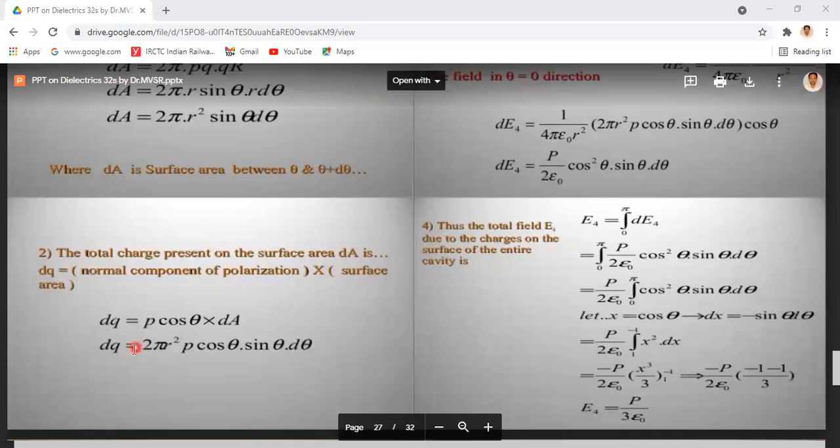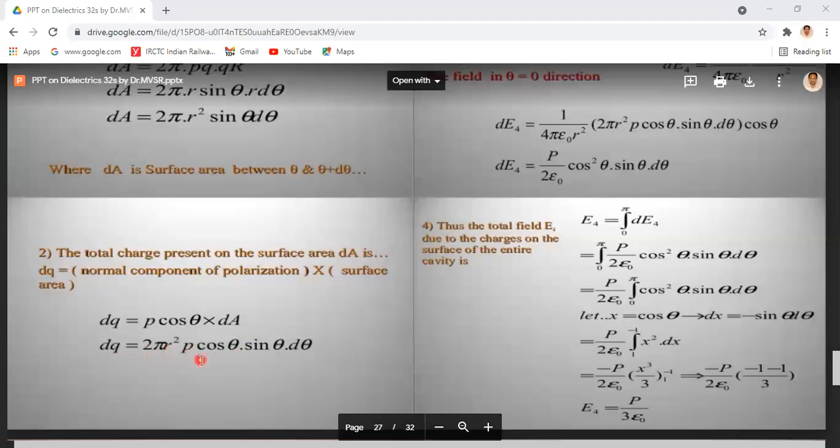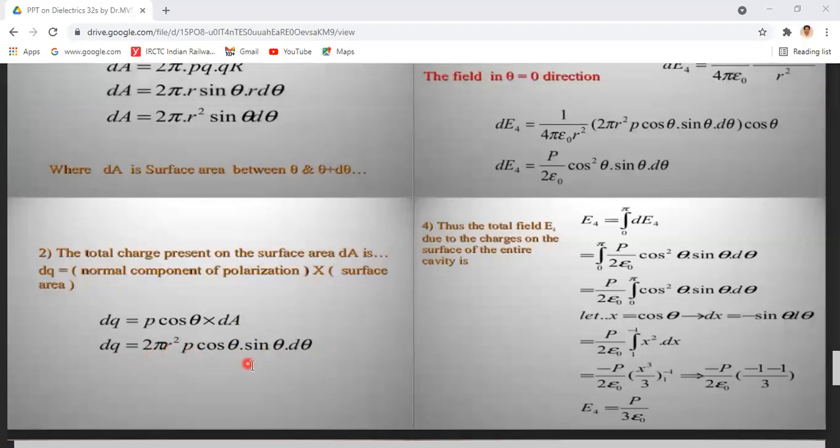Because P cos theta is already known, and the value of dA is 2 pi r square sin theta d theta, the value of dQ existing on the small surface area dA of the given spherical cavity is given by 2 pi r square P cos theta sin theta into d theta.